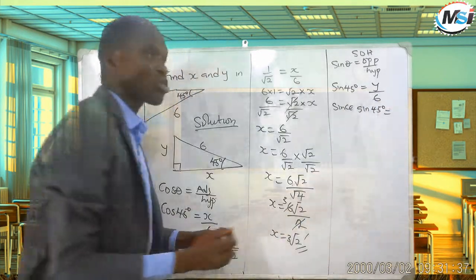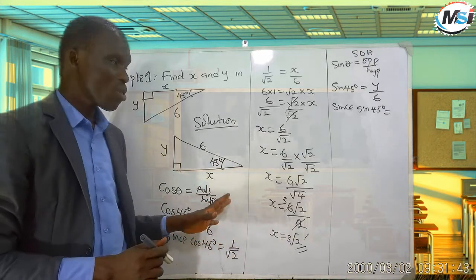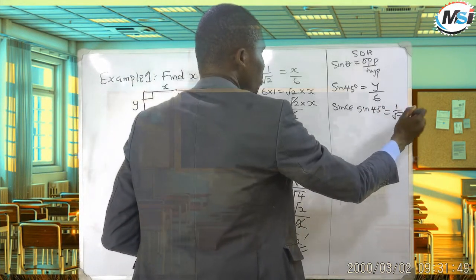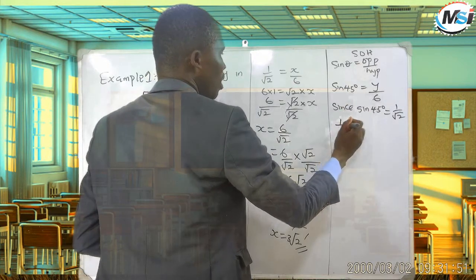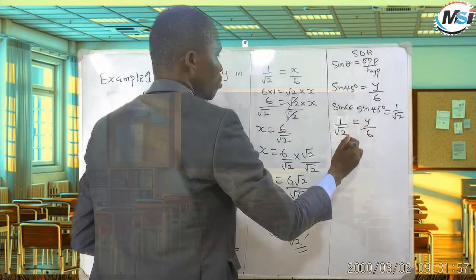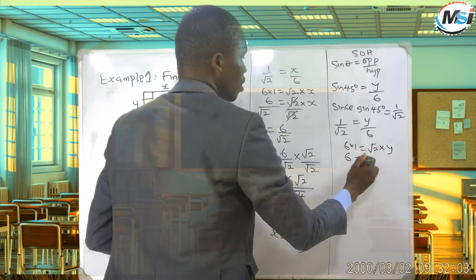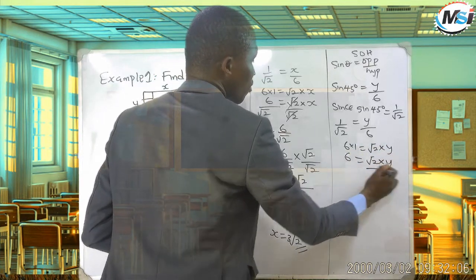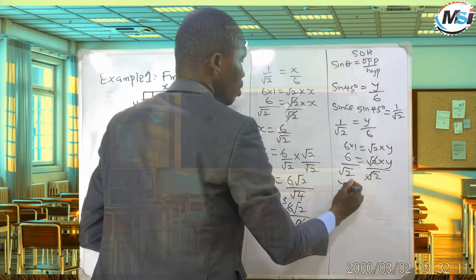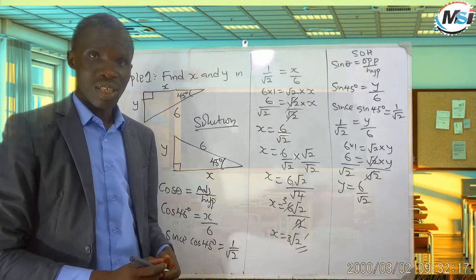Sine 45 degrees equals what? From the previous explanation, you can see that sine 45 degrees will give us 1 all over root 2. So you substitute for that. 1 all over root 2 equals y all over 6. Cross multiply: 6 times 1 equals root 2 times y. 6 equals root 2 times y. Divide this by root 2. This will cancel this. y will give us 6 all over root 2. I believe you understand that, right?